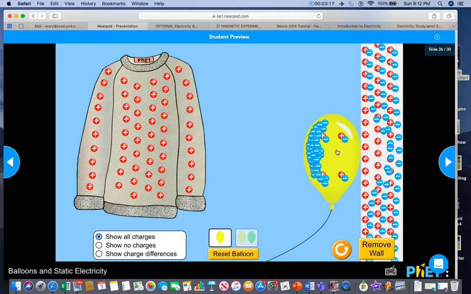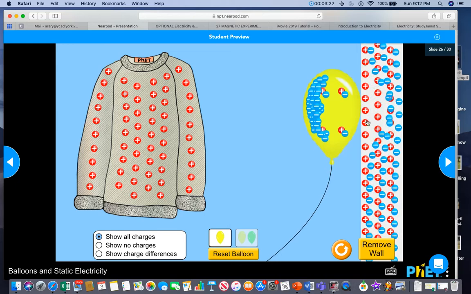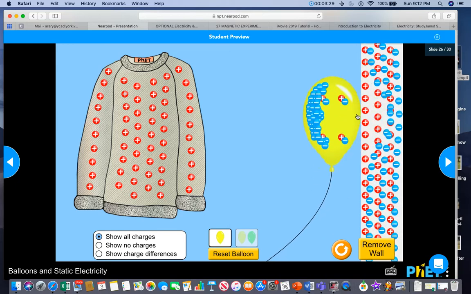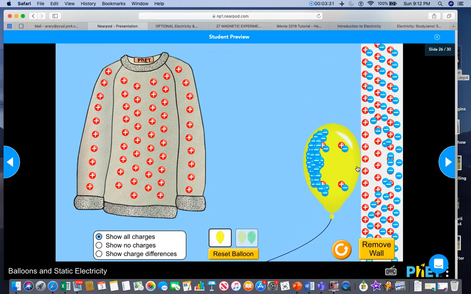And you'll notice because of our negative charges in the balloon, we're only left with positive charges in the wall. They chased away all the negative charges in the area. And as I move the balloon up and down, you'll notice that the negative charges in the wall are kind of running away from that.